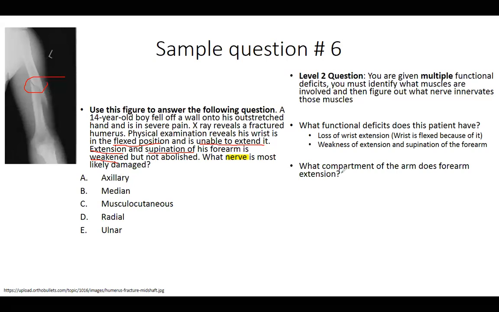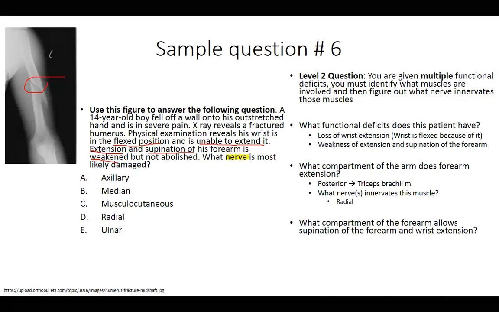But what compartment of the arm does forearm extension? That's your posterior compartment. So if you recall, that's your triceps, right? And the triceps is innervated by the radial nerve. All right, so if you're getting an idea of what's going on here, but that's not enough. That's just one actual functional deficit.